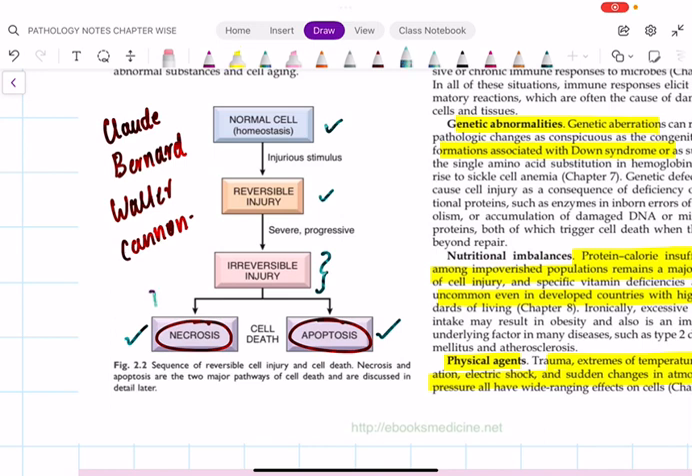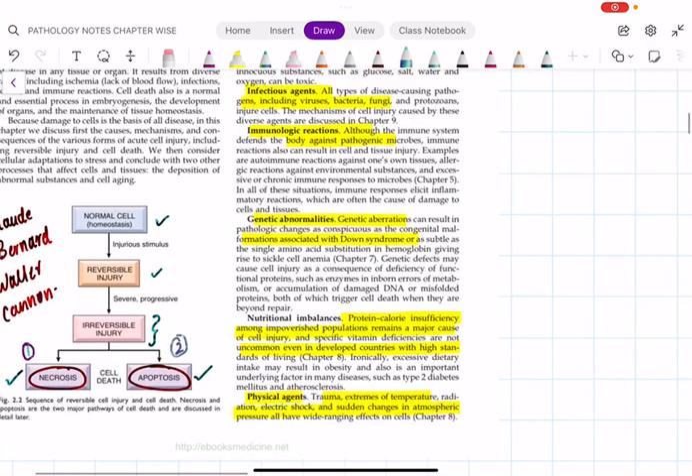Number one is what we call necrosis, and number two is what we call apoptosis. Necrosis and apoptosis. No worries, I will tell in detail what this terminology is, what the difference is, everything in today's session.